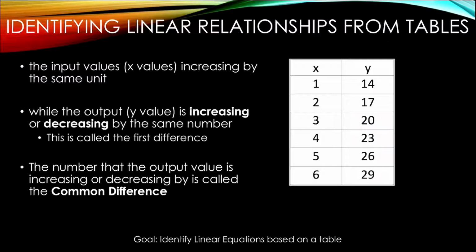All right, so identifying linear relationships from tables. These are kind of my checkoff points. The input value, usually x, increases by the same unit. So we have to check that off. While the output, the y value, is increasing or decreasing, or adding and subtracting by the same number. That's called the first difference. We have to check that off. And the number that the output value is increasing or decreasing by is called the common difference. So common difference and first difference are kind of the same. So that's what we have to do to determine if something is linear.